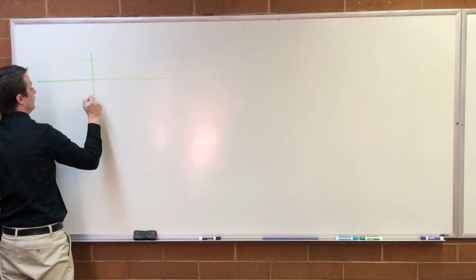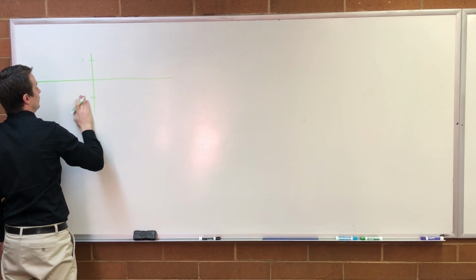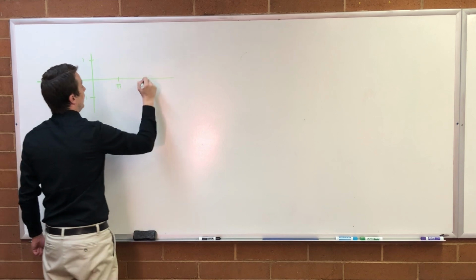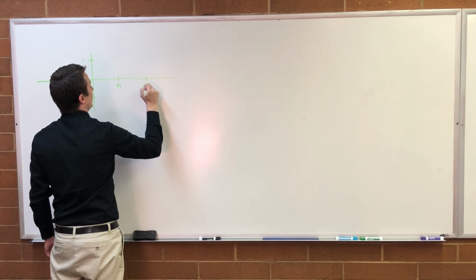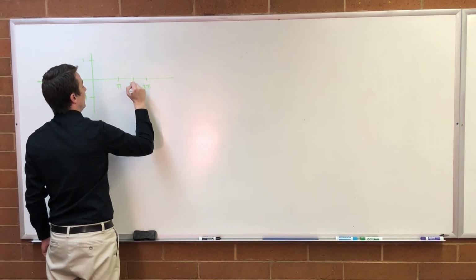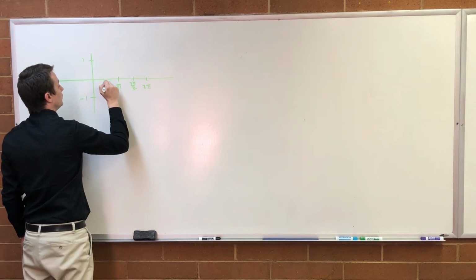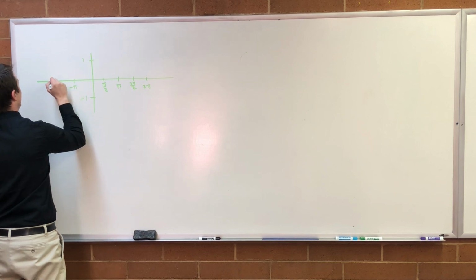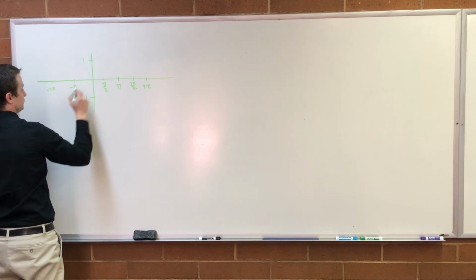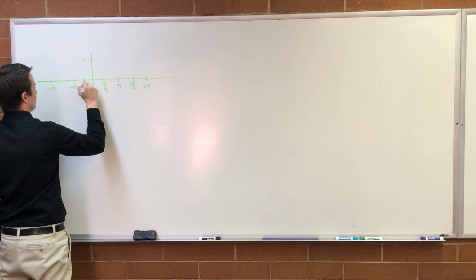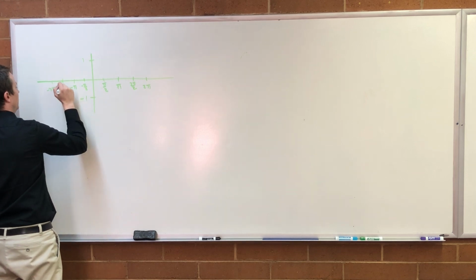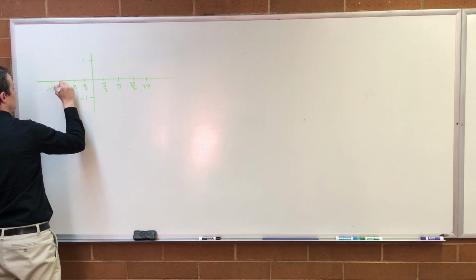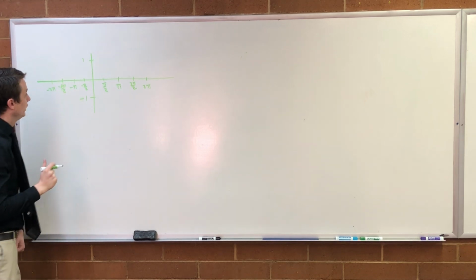Call this 1, this -1. We'll call this pi. We'll call this 2 pi. Here we have 3 pi halves. Here we have pi halves. Here we have minus pi. Here we have minus 2 pi. And then minus pi halves. And minus 3 pi halves. You get the picture.